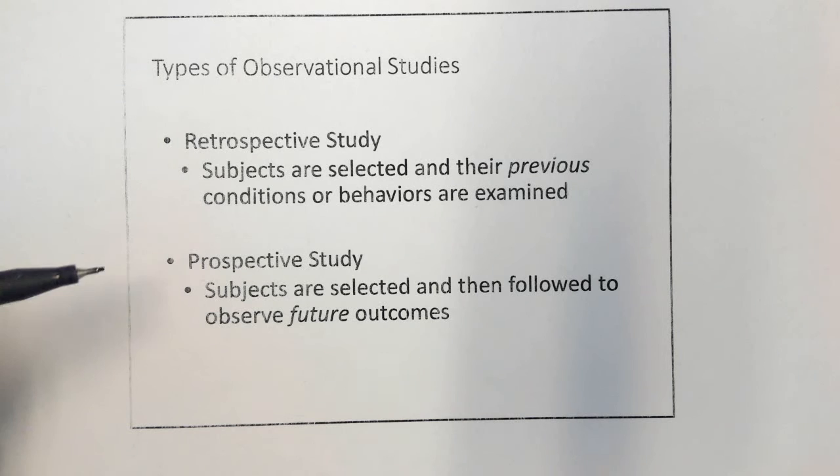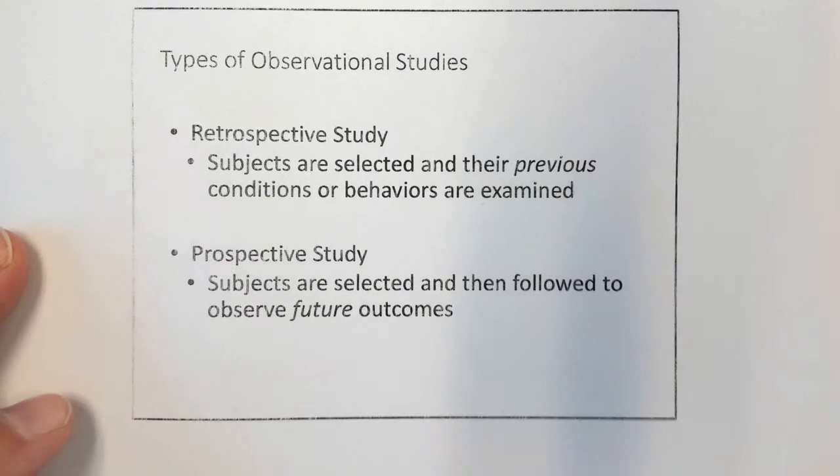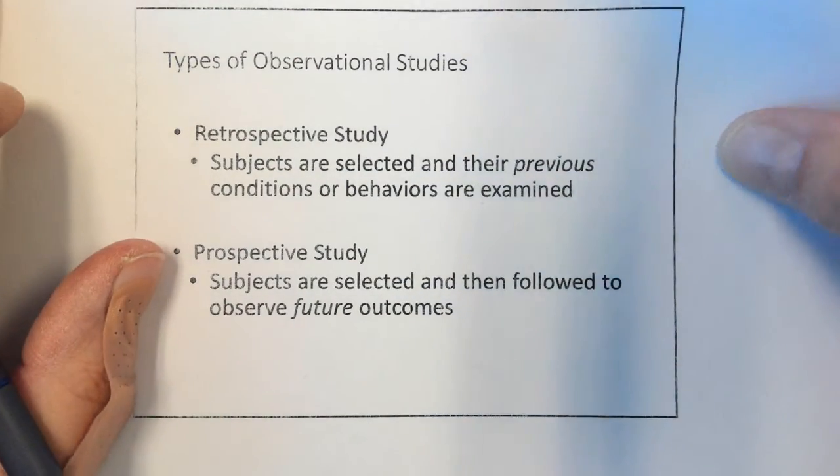In a prospective study, you look forward. Pro means ahead. Pro means forward. Pro means in front of. So you look at what happens after you pick the subjects. So you look at future outcomes. So you pick them, then you study what happens after you pick them. That's really all you need to know about that. So just vocabulary words.